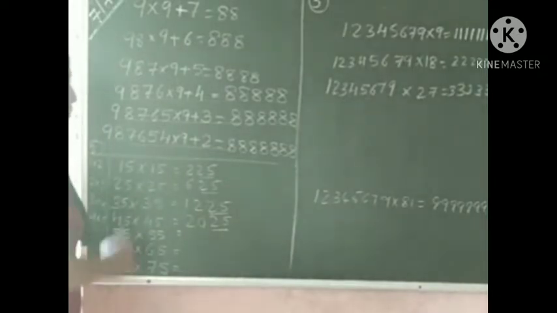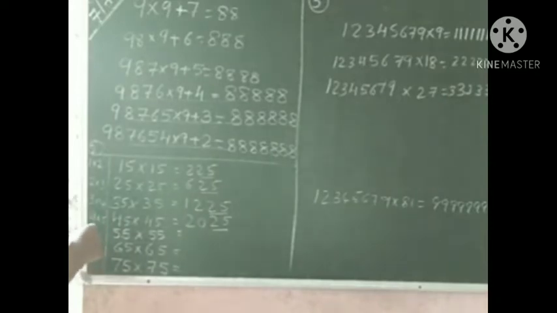Next question. 15 into 15, answer is 225. 25 into 25, 625. 35 into 35, 1225. 45 into 45, 2025. Can you complete the next 3?